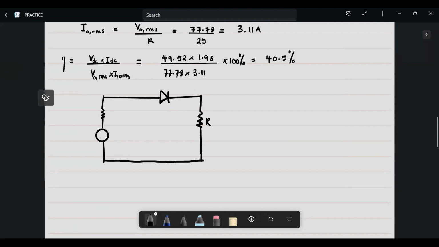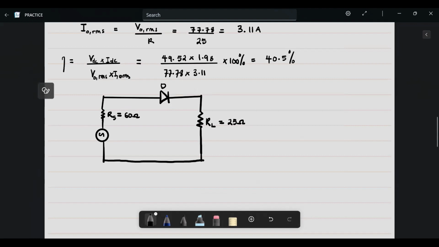Okay, this is RL. And then this is RS, the resistance from the source, right? Okay, this is a diode. So this RS source is 60 ohms. This is 25 ohms. So we repeat the same procedure. Let's find out how the efficiency of this will be.